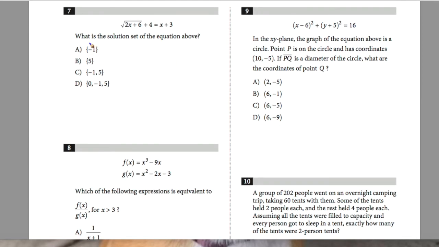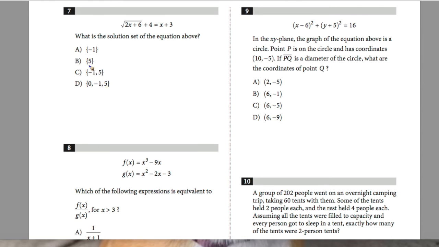Problem number 7 is, what is the solution set of the equation above? I see here that I have the radical of 2x plus 6, plus 4 equals x plus 3. Well, using my answer choices, I'm going to attempt to plug these in, because there's really no fraction, and this is fairly simplistic, if I can utilize my answer choices wisely, rather than having to consistently solve through.